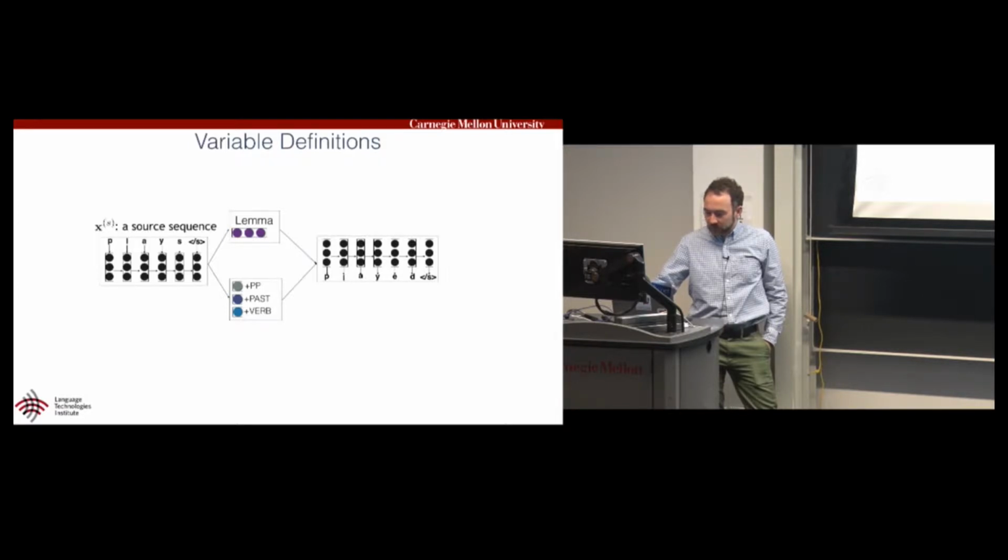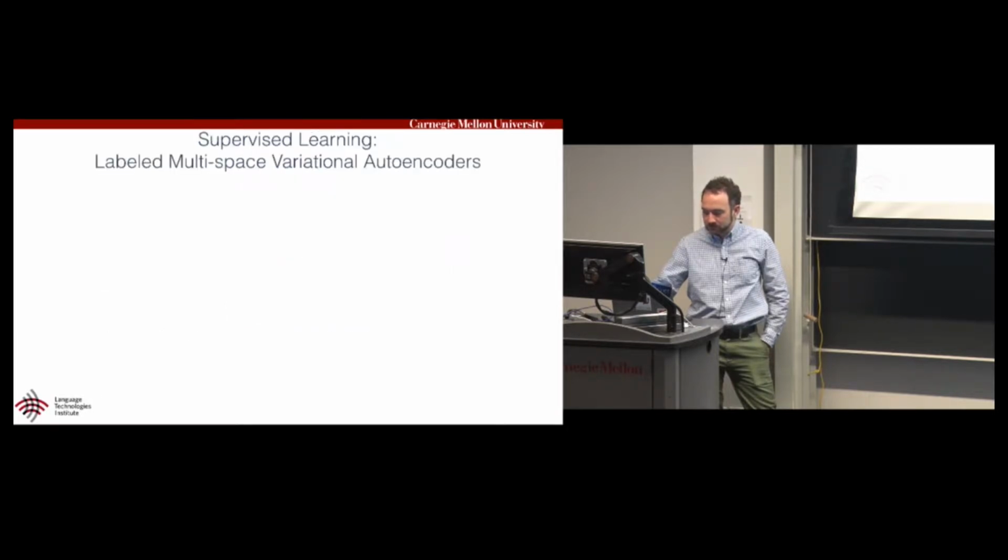So to give a few variable definitions, we have XS is a source sequence. Z is a continuous latent variable. YT is discrete labels for each target sequence. We could have one, or we could have multiple ones. And then XT is the target sequence.